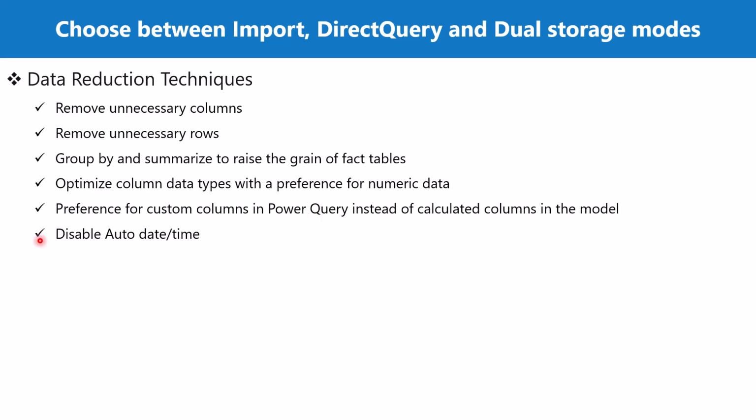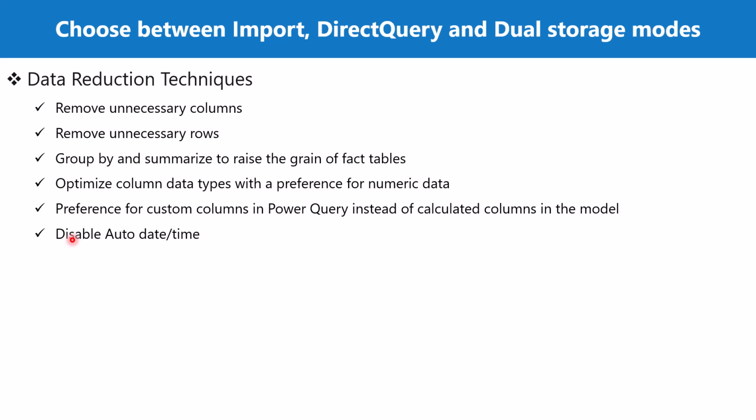And another thing which we have already talked about in one of the previous videos is that you need to disable the auto date time setting. We had a look at this when we were talking about the load settings. If you disable the auto date time setting, then this also disables the creation of auto date time tables. For every date column or date time column, a hidden table is created in the backend by Power BI, and this is just redundant. So if you have the auto date time functionality enabled, just make sure that you go and disable it.